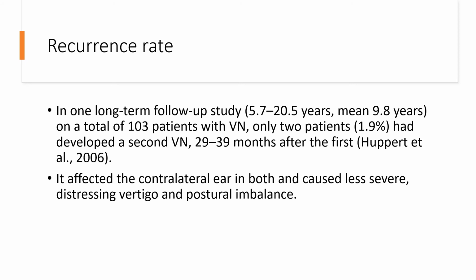What about the recurrence rate? In one of the longest long-term follow-up studies, up to 20 years with a mean follow-up of 9.8 years in a total of 103 patients with vestibular neuritis, only 2 patients, or 1.9%, developed a second vestibular neuritis. In both cases, it affected the contralateral ear and caused less severe, distressing vertigo and postural imbalance.